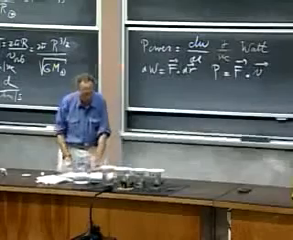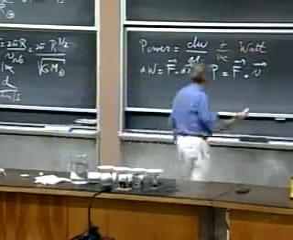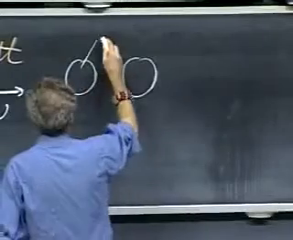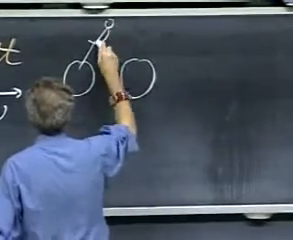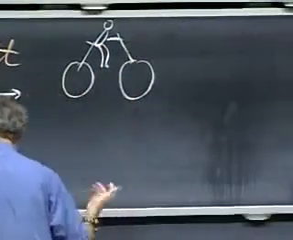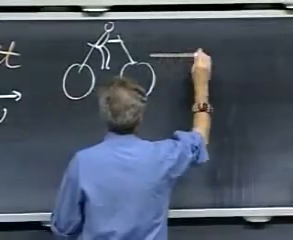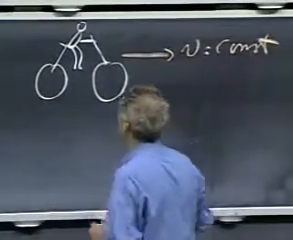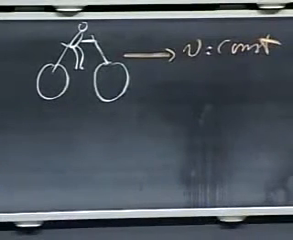Let's take an example. I am on a bicycle. Here's my bicycle, and I'm sitting on a bicycle here. And I'm trying to get going, and I have a certain velocity. And I keep that velocity constant. That's the way most people would ride their bikes.